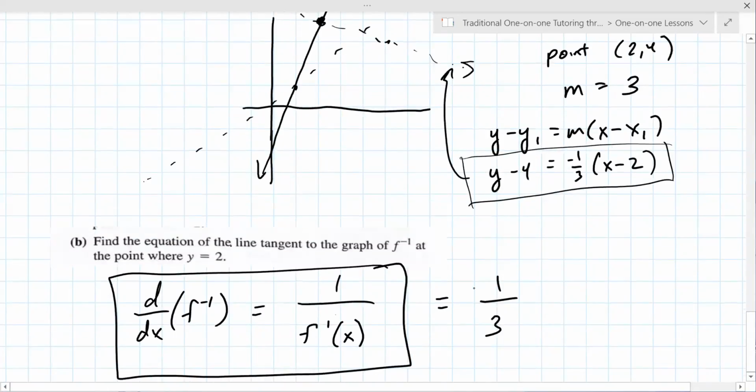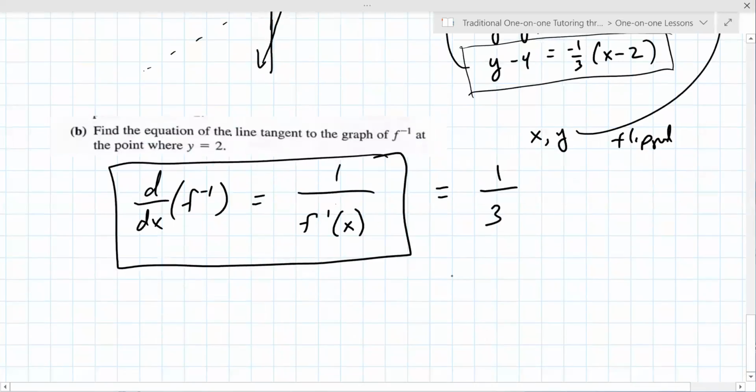Okay, so if that's true, great. And then how do they get the points? Well, when y is 2, they're saying x must be 4. So y minus 2 equals 1/3 (x minus 4). What happens is that x and y are flipped, but we're still using that point, just flipped with the inverse. So that's where it becomes y minus 2 equals 1/3 (x minus 4).